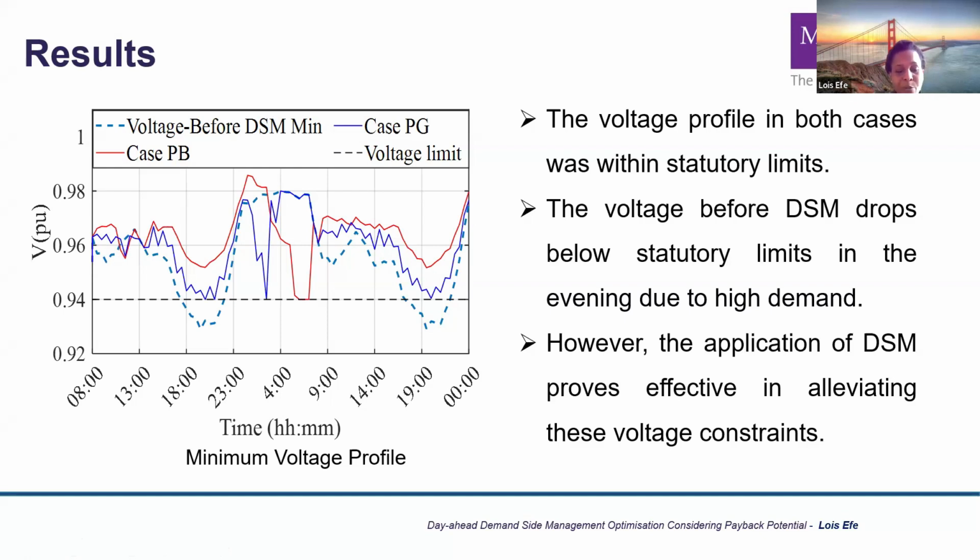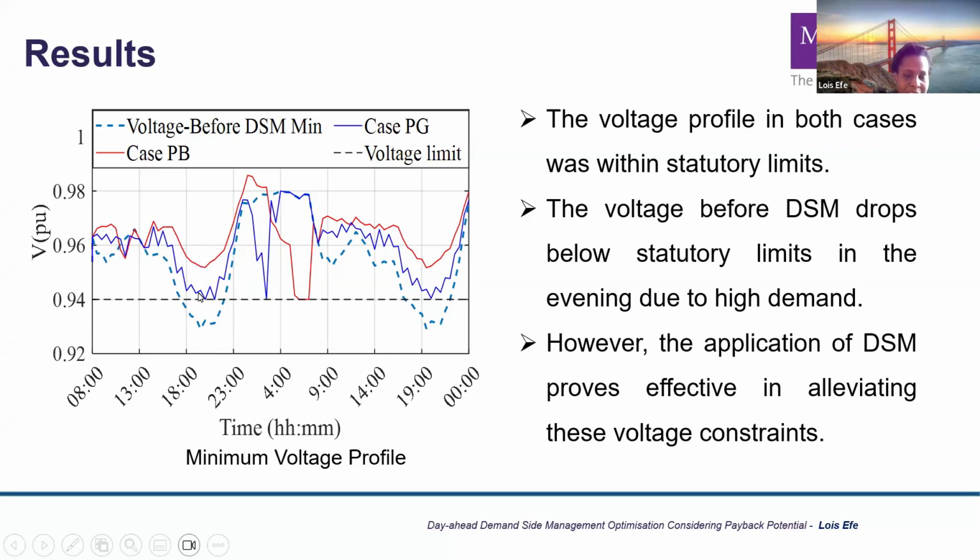So we can see practically that demand side management does not only meet available generation in the network, it can also alleviate voltage constraints and thermal constraints. As you can see here, it was at this point before application of DSM, but after demand side management for case PG, it was now at this point, and for case PB, it was higher.